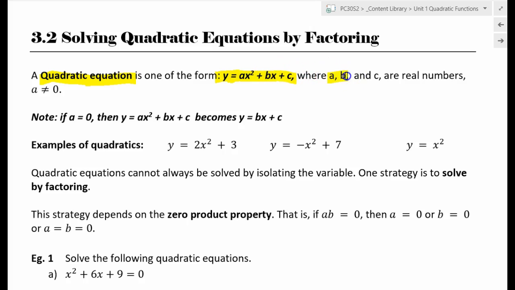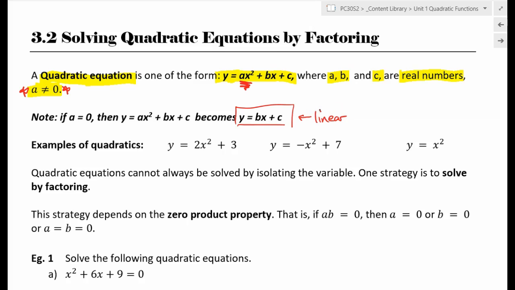In A, B, and C, we say that they can be any real numbers, so fractions, decimals, whole numbers, positive, negative, it's all fair game. But A cannot be 0, and that's really a defining feature because we need this squared piece in order for this to be a quadratic. When A becomes 0, we get this equation instead. This is a linear equation, which we saw last year in grade 10.